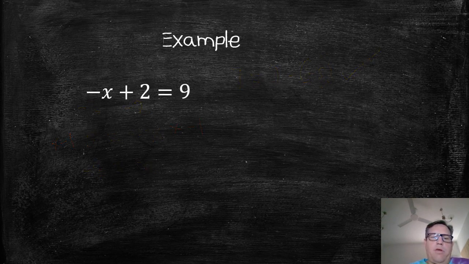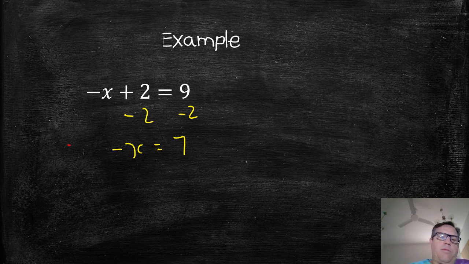Okay, another example I'll do here. Again, similar thing. We have a -x plus 2. I need to get rid of the 2. I'm going to subtract 2 from both sides. On the left side, I have a -x. On the right, I have a 7. We solve equations for 1x, positive 1x, not -x. So again, what we can do is we can multiply both sides by -1. And I'm going to be left with x equals -7.